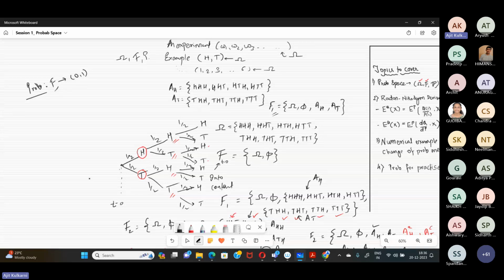So consider a coin toss, which has omega of heads and tails. So F naught has elements of omega and phi, and the filtration. So the probability of omega is equal to 1, probability of phi is equal to 0, and then we have probabilities associated with the other elements. For example, probability of AH. Can someone tell me what is the probability of AH?